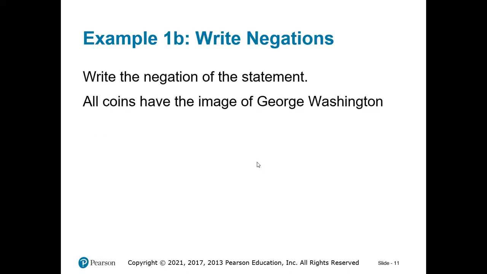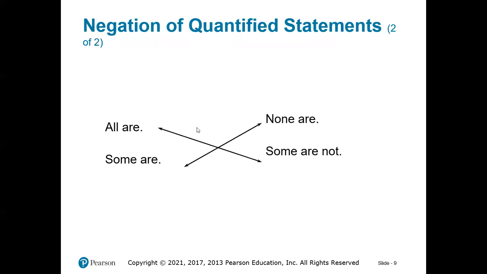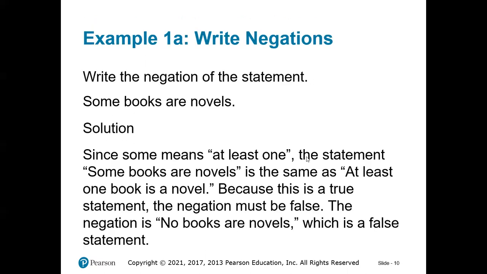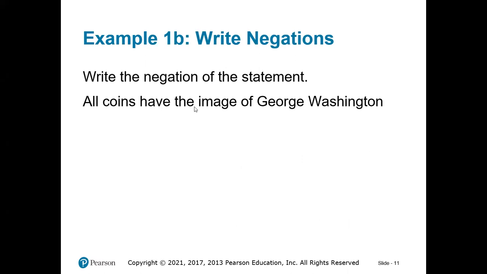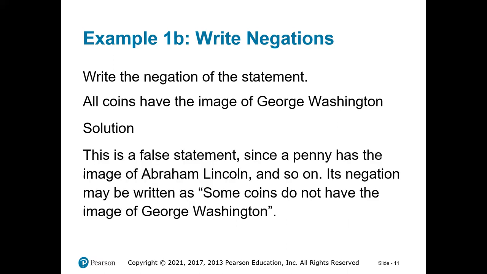Here's another example. All coins have the image of George Washington. So what they say, write the negation. What do you have? You have all. So if I go back again, the negation of all is some are not. So going back to the example, all coins have the image of George Washington. The negation of all is some coins do not have the image of George Washington.